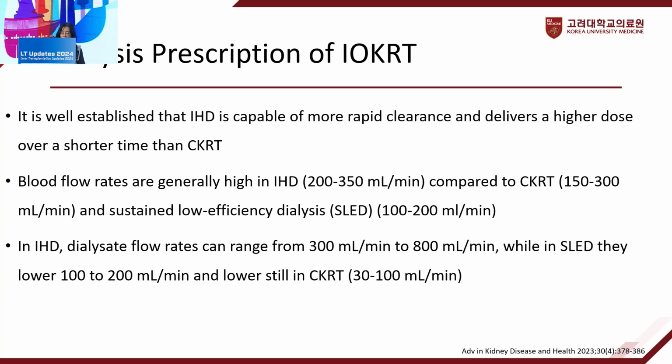Next, we will talk about dialysis prescription of intraoperative KRT. It is very well established that intermittent HD is capable of more rapid clearance and delivers a higher dose over a shorter time than CKRT. Blood flow rates are generally high in intermittent HD compared to CKRT and SLED mode. In intermittent HD, dialysate flow rate can range from 300 to 800, while in SLED, it is lower, 100 to 200, and lower still in CKRT.